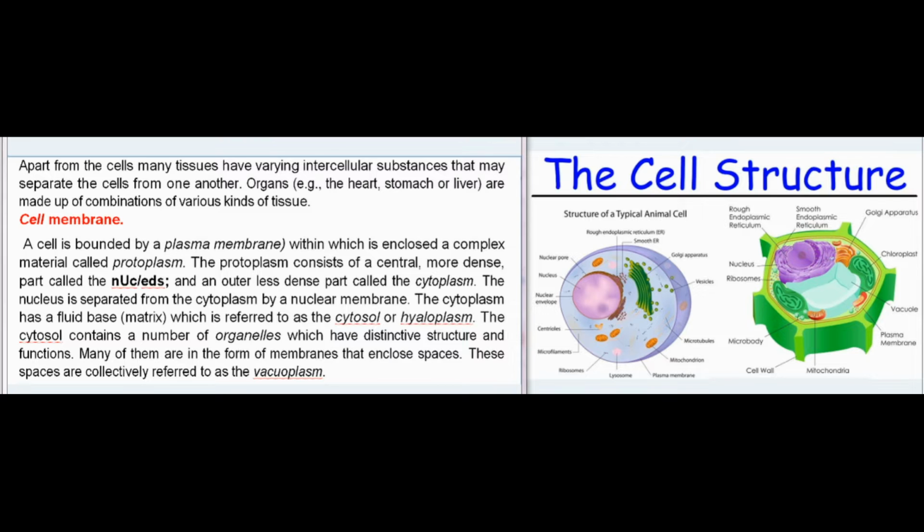Cell membrane. A cell is bounded by a plasma membrane, within which is enclosed a complex material called protoplasm. The protoplasm consists of a central, more dense, part called the nucleus, and an outer less dense part called the cytoplasm. The nucleus is separated from the cytoplasm by a nuclear membrane. The cytoplasm has a fluid base, or matrix, which is referred to as the cytosol or hyaloplasm. The cytosol contains a number of organelles which have distinctive structure and functions. Many of them are in the form of membranes that enclose spaces. These spaces are collectively referred to as the vacuoplasm.